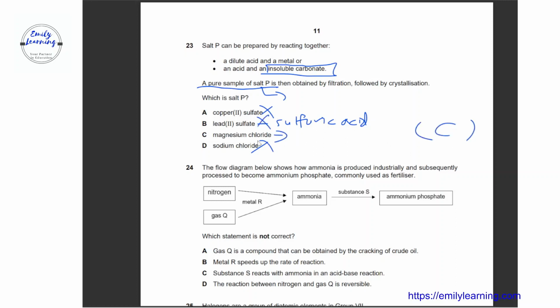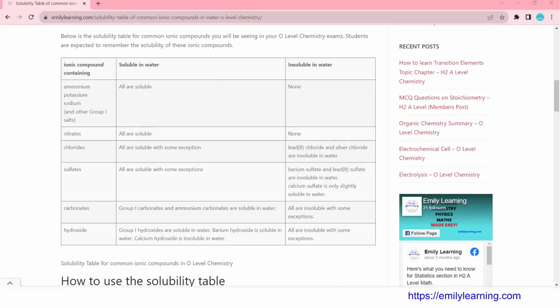So why is C the answer? If you look at magnesium chloride, if you want chloride to be the salt formed, the acid that you use is hydrochloric acid. So if you have hydrochloric acid, then you can have magnesium metal. You form magnesium chloride, which is soluble, because all chlorides are soluble except for some exceptions, and magnesium chloride doesn't fall under the exceptions. If you look at this table here, magnesium chloride is soluble because it's not lead 2 chloride, it's not silver chloride.